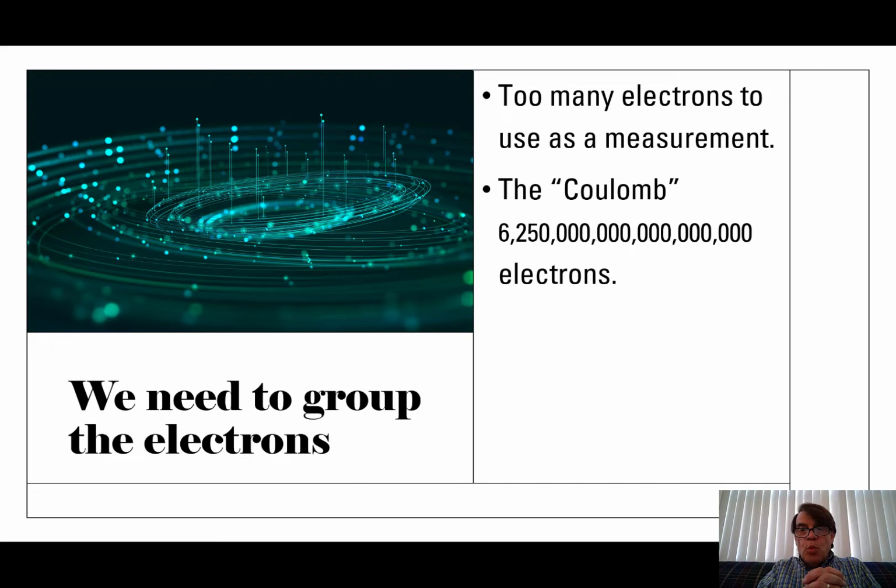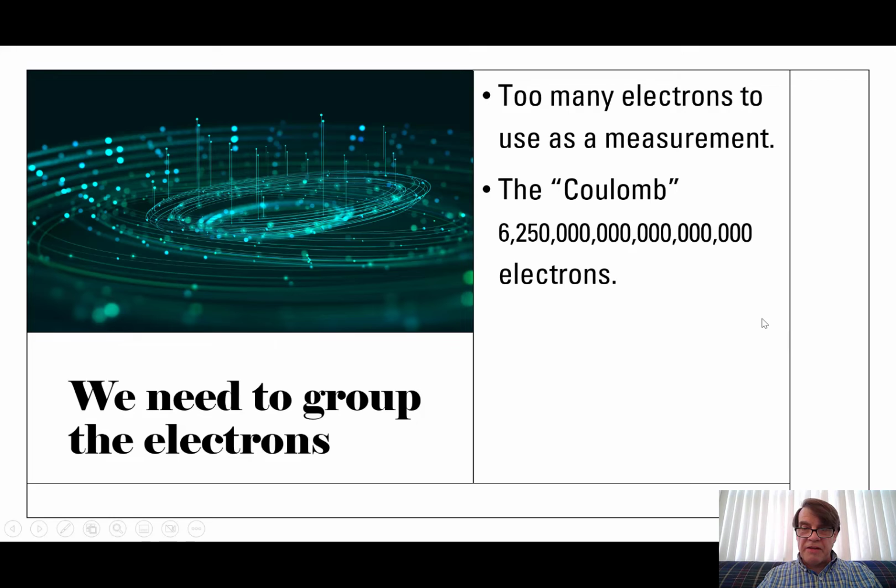And so there was a guy named Coulomb. I don't think he actually came up with the coulomb, but it's named after him. He lived in the early 1800s. A coulomb is 6 quintillion, 250 quadrillion electrons. Okay, that's called a coulomb. I don't know why they went with 625, and why they didn't do 1. But whoever came up with the coulomb chose 6 quintillion, 250 quadrillion electrons.